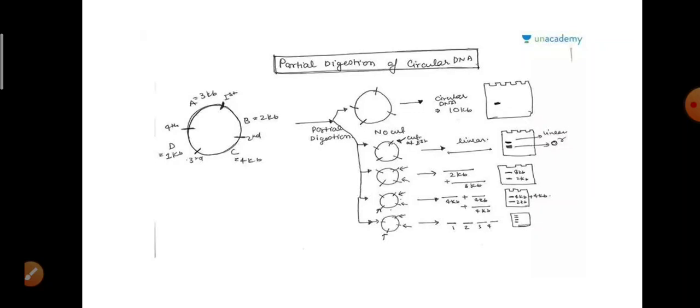In the fourth case, there is a complete digestion. That is, there will always be a complete digestion among the partial digestions, and that will produce four DNA fragments. And by comparing these fragments, we can derive a restriction map of any vector DNA, circular DNA.